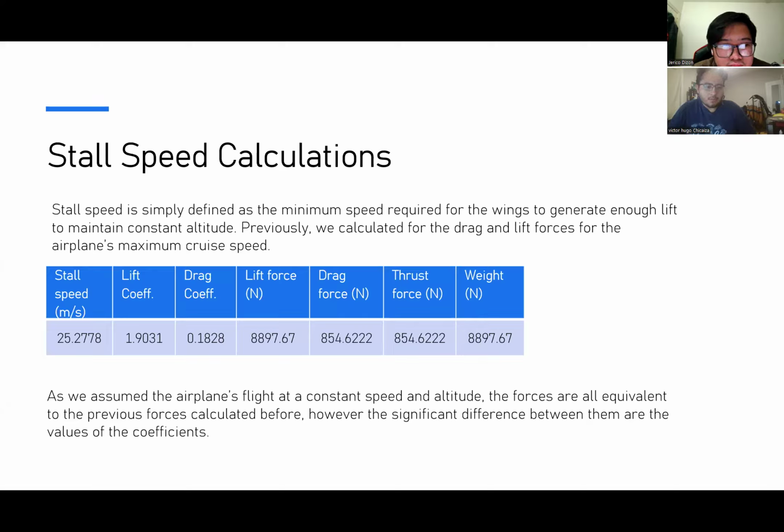And as we assume this airplane flies at a constant speed and altitude, all the forces are equivalent to the previous forces calculated before. However, the significant difference between them is the values of the coefficients.